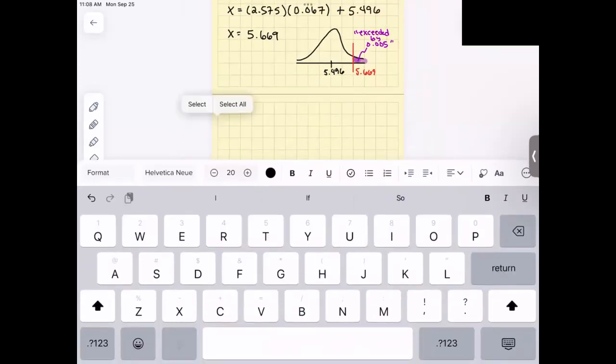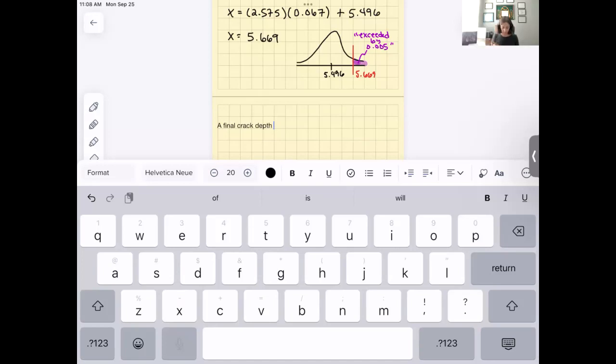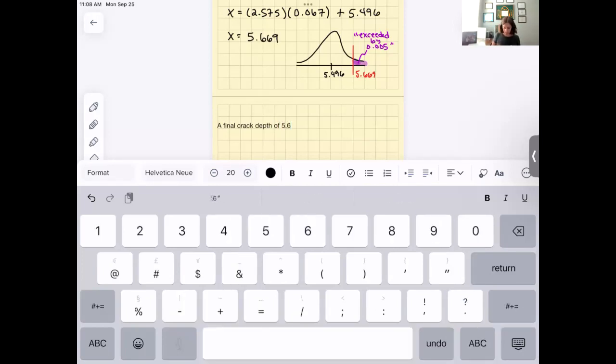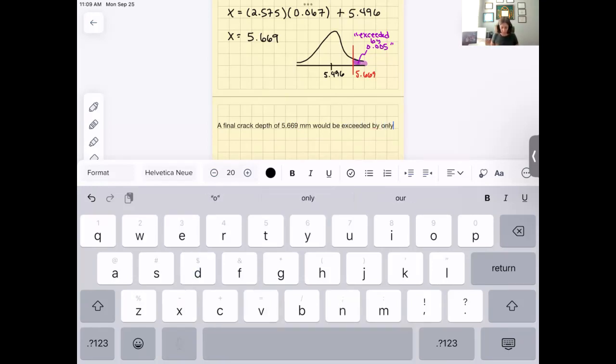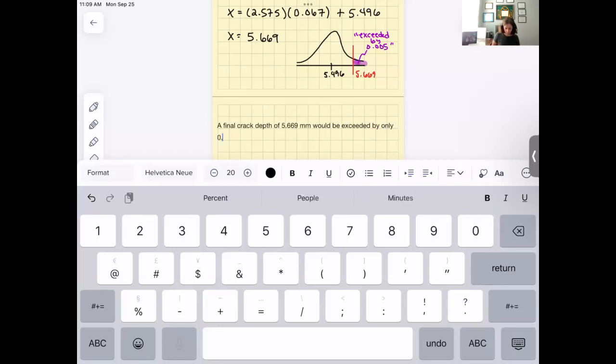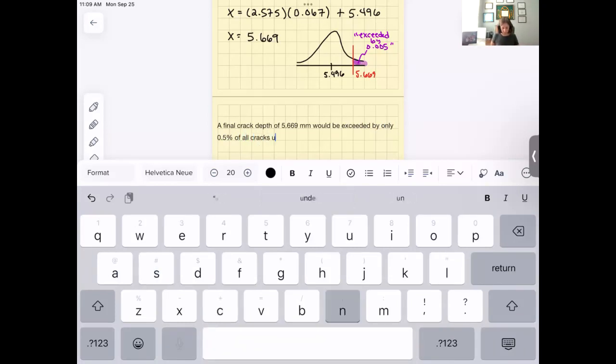Given the circumstances of this model, the final crack depth exceeded by only 0.5% would be 5.67. Very good. And include your units. So a final crack depth of 5.669 millimeters would be exceeded by only 0.5% of all cracks under these circumstances.